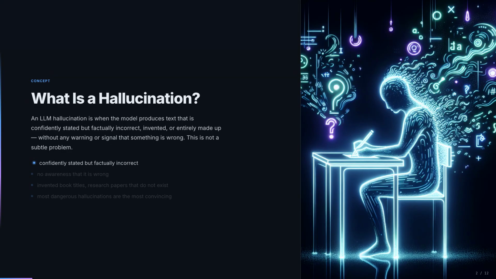Hallucinations are not lies. The model has no intention, no concept of truth, and no awareness that it is wrong. It is not trying to deceive you. It simply cannot tell the difference. Hallucinations include wrong historical dates, invented book titles, research papers that do not exist, laws that were never passed, people who were never born, and events that never happened. The most dangerous hallucinations are the most convincing ones: fluent sentences with the right format, the right tone, just the wrong facts.